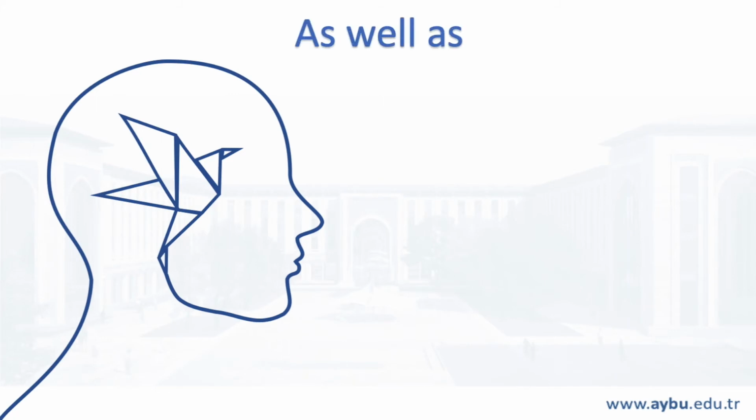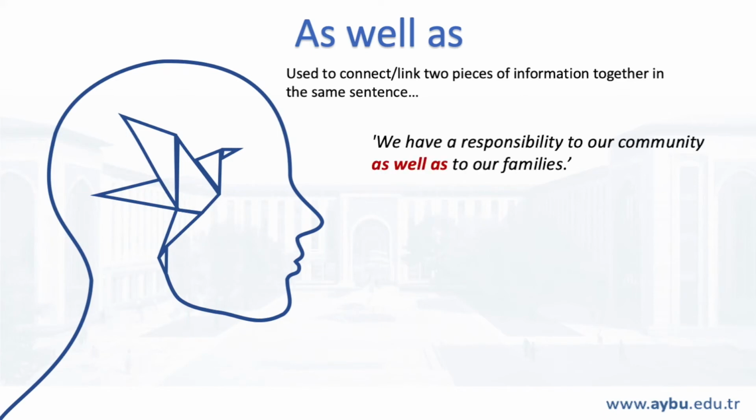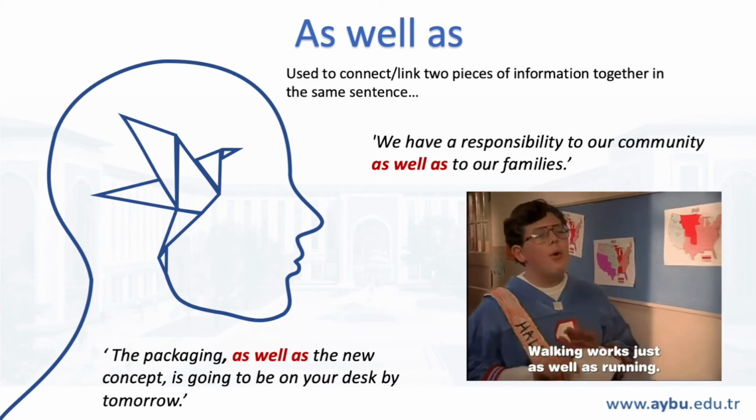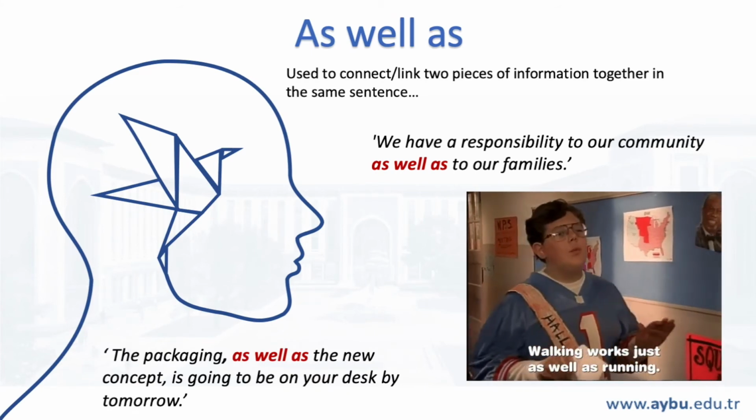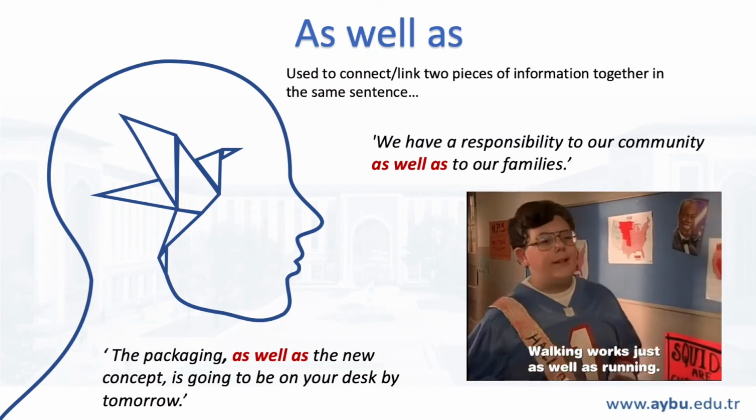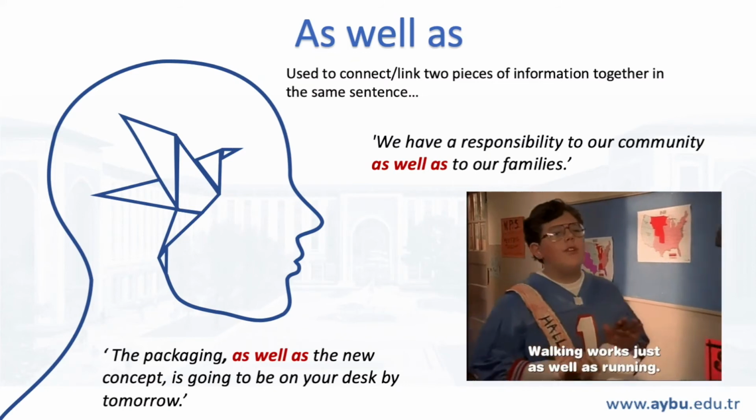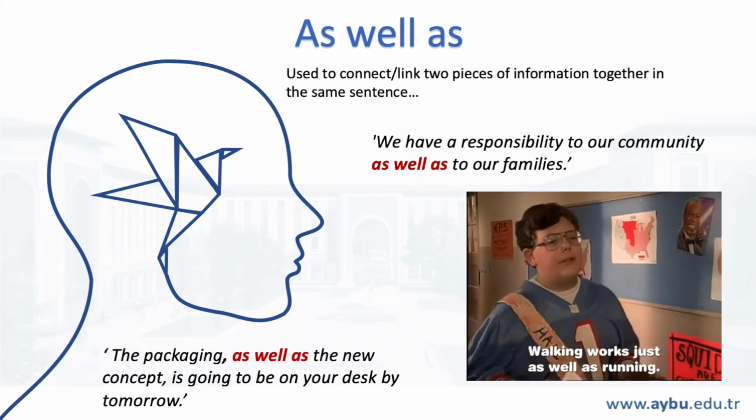The next one is as well as. You can also connect two pieces of information together in the same sentence. This is also less formal. We have a responsibility to our community as well as to our families. Or, just like in the second example, you can use it like this. The packaging, comma, as well as the new concept, comma, is going to be on your desk by tomorrow.